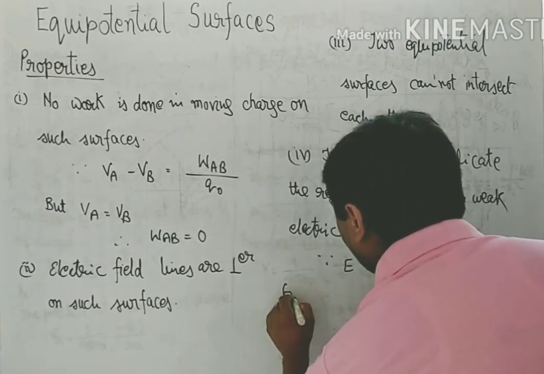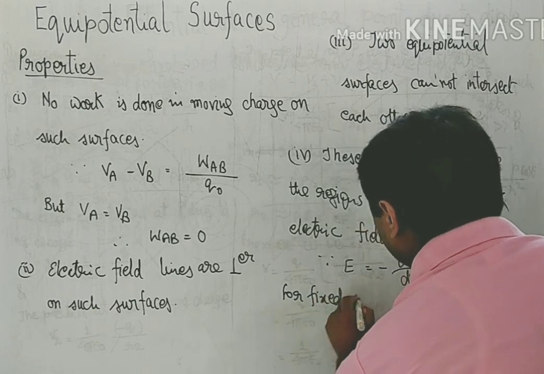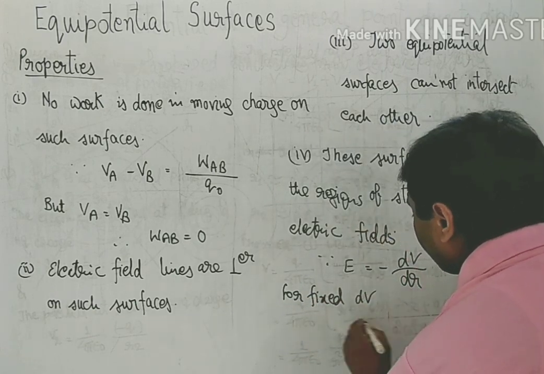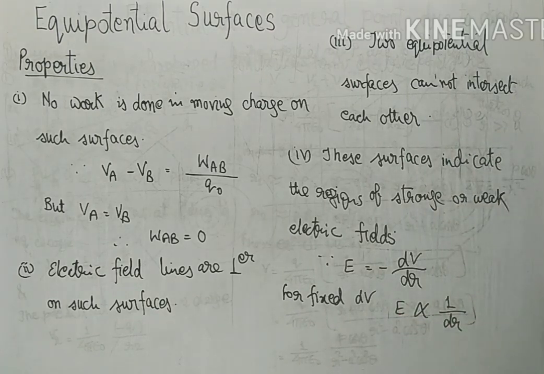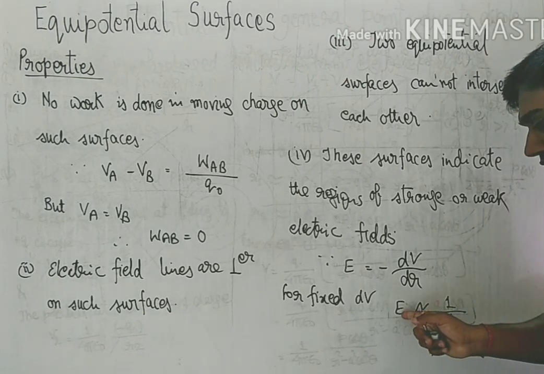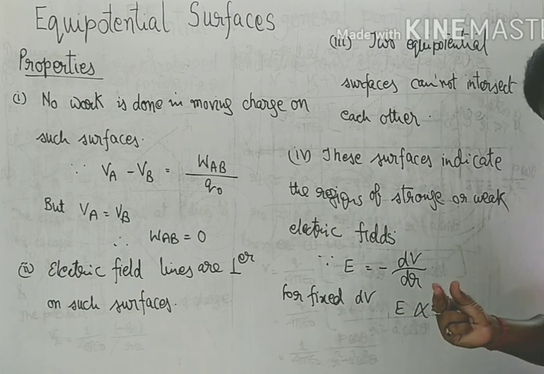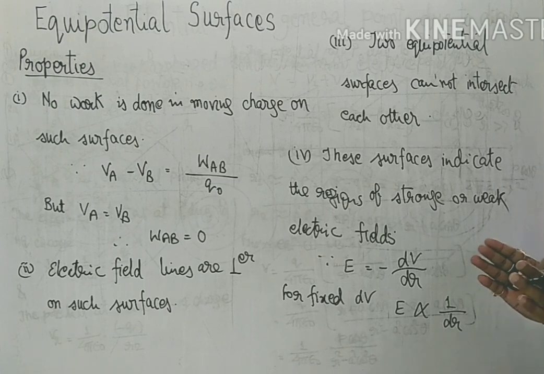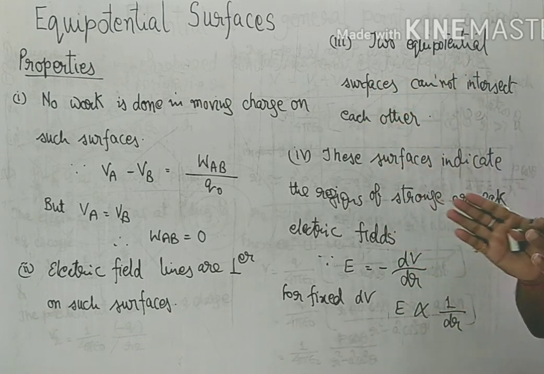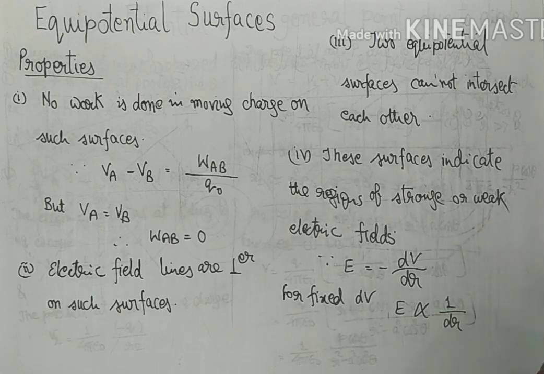So for fixed dV, we have E proportional to 1 by dr. Now as the electric field becomes stronger, having more value, dr will be quite small. That means the spacing between equipotential surfaces in the region of stronger electric field will be less, meaning equipotential surfaces will be crowded in that strong electric field region.